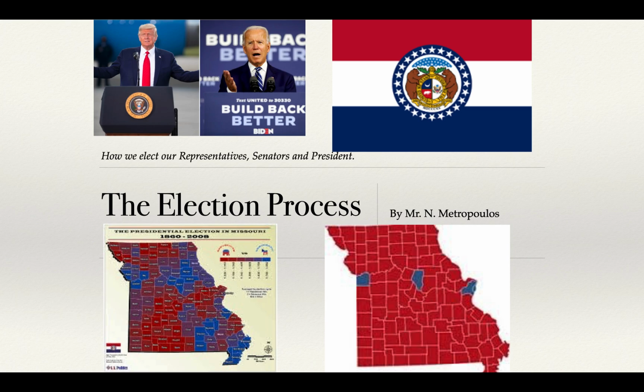We have a winner take all system. So under a winner take all, it's whoever gets the most votes wins. And they don't even have to have a majority. They just have to have the most votes, the biggest proportion. And we'll learn about what that's called. It's called plurality. Instead of a majority, you need a plurality of votes.